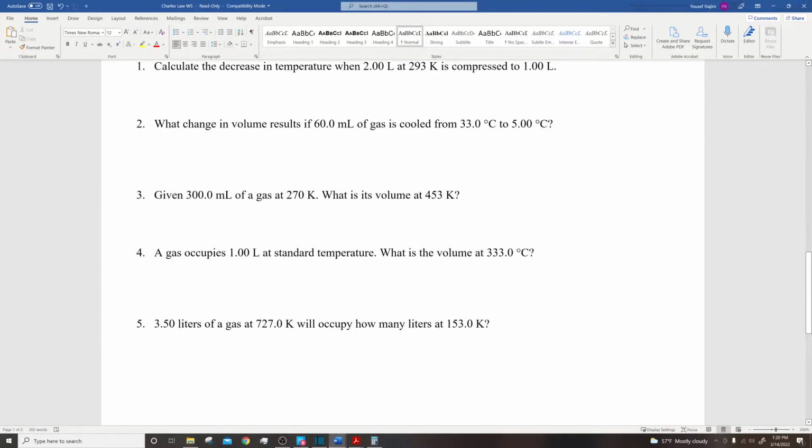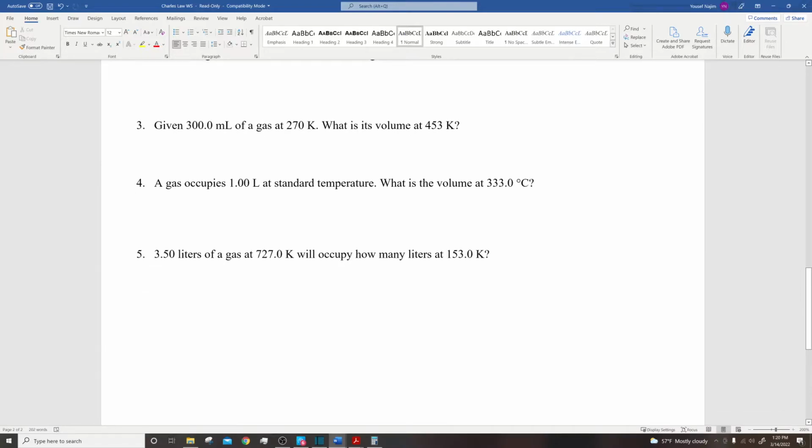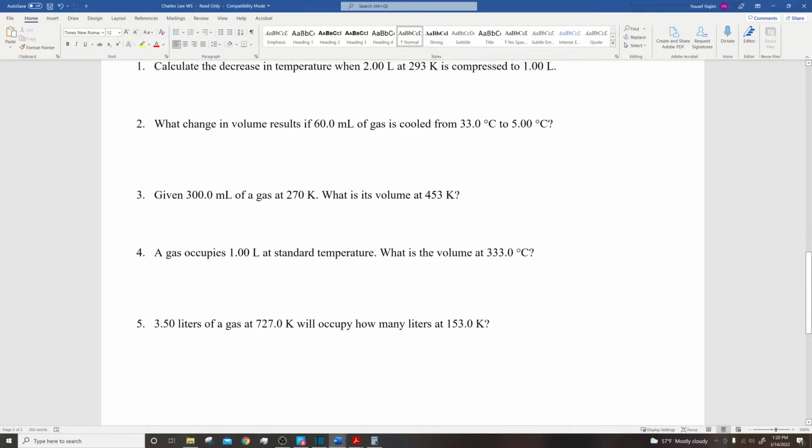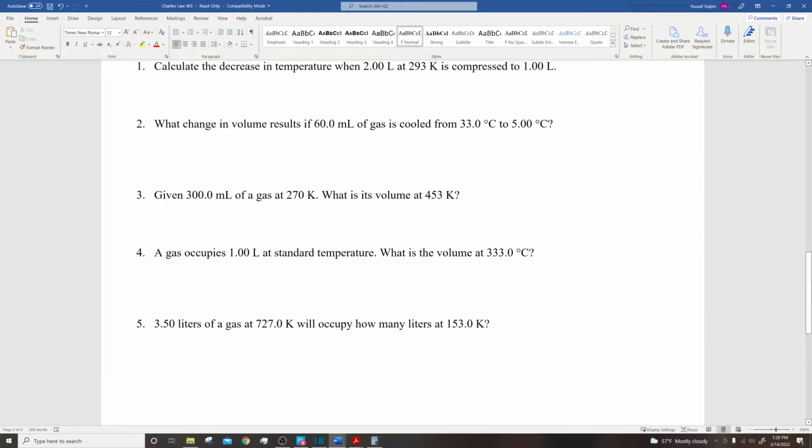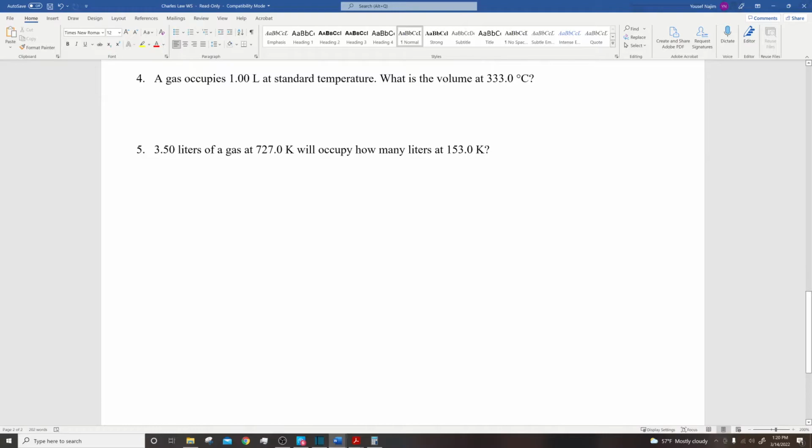Let's go ahead and move to the second page. I hope there are no conversions here that you can't do. Actually, there shouldn't be because we're not working with pressure. We're only working with volume and temperature here. I'll do one more and then I'll let you guys work this out on your own.